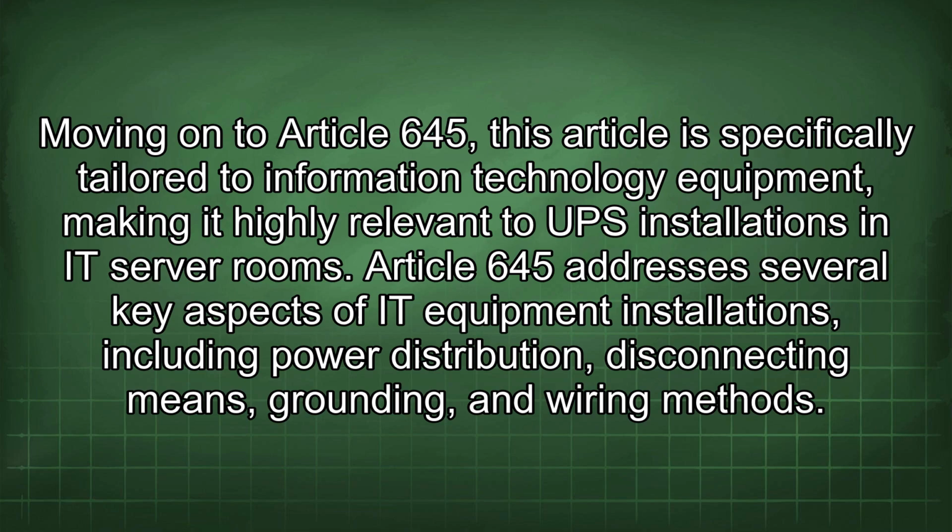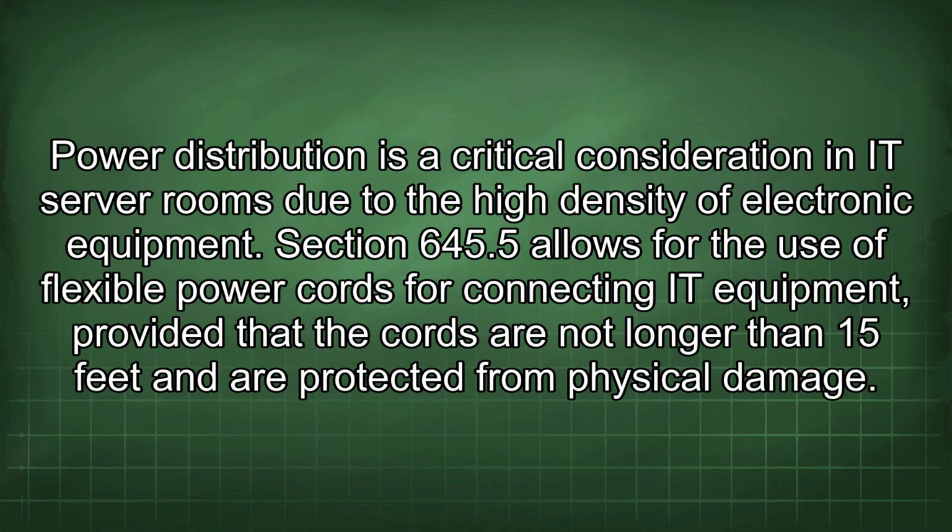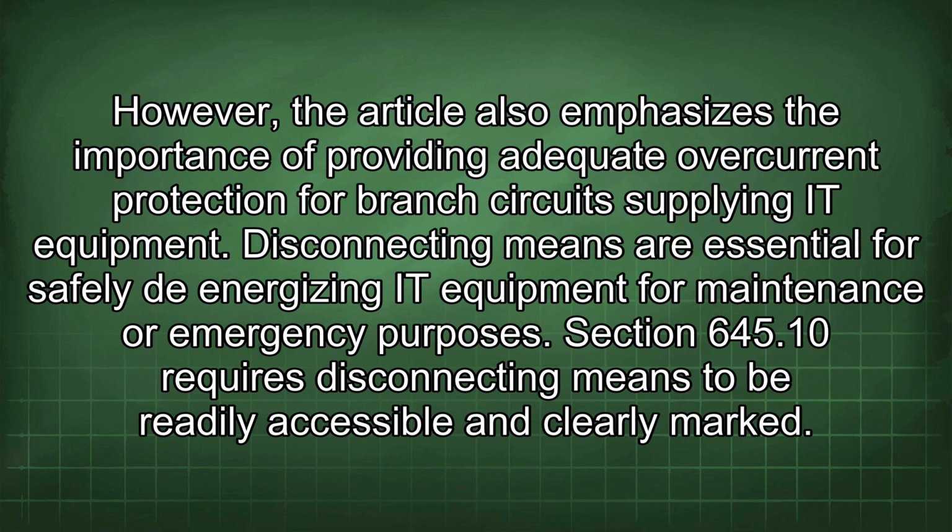Article 645 addresses several key aspects of IT equipment installations, including power distribution, disconnecting means, grounding, and wiring methods. Power distribution is a critical consideration in IT server rooms due to the high density of electronic equipment. Section 645.5 allows for the use of flexible power cords for connecting IT equipment, provided that the cords are not longer than 15 feet and are protected from physical damage. However, the article also emphasizes the importance of providing adequate overcurrent protection for branch circuits supplying IT equipment.